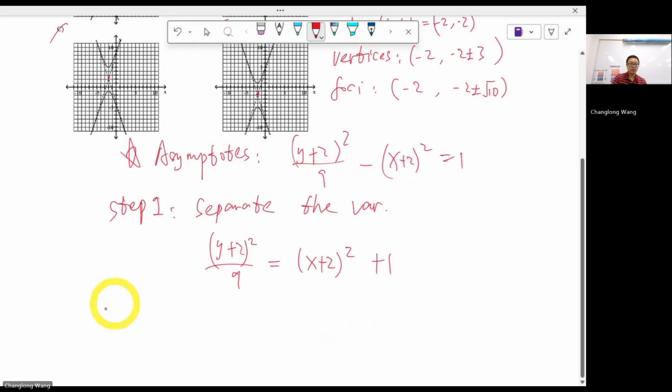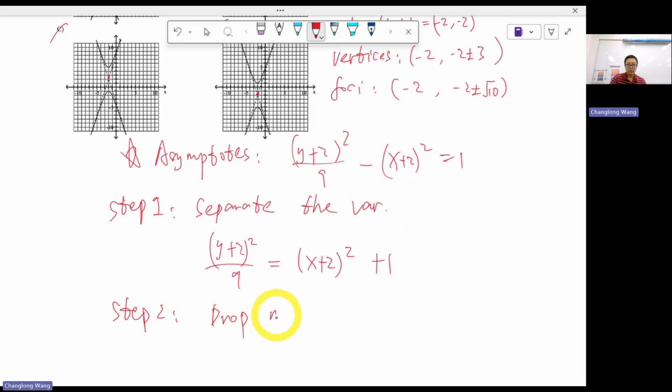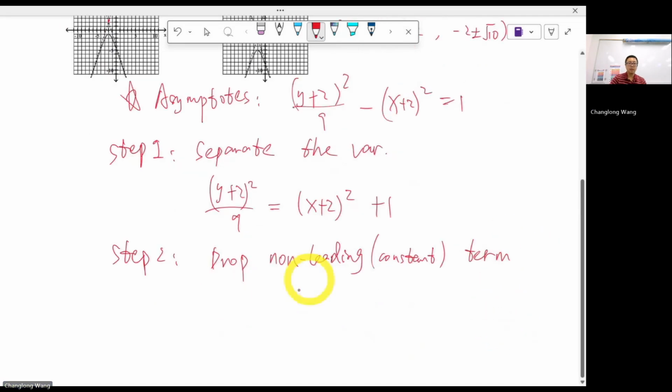All right, step number 2. Drop the non-leading term, or in this case, it's just the constant term. It's just that one. Right, that's a term. All right, so you're looking at (y plus 2) squared over 9 equals (x plus 2) squared.